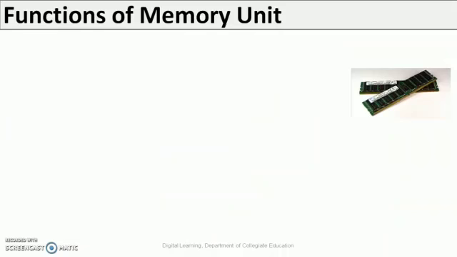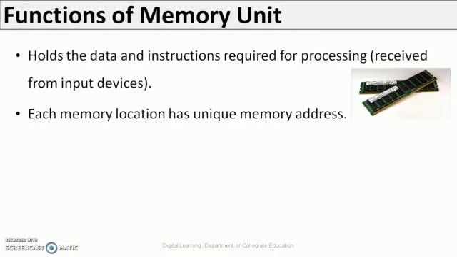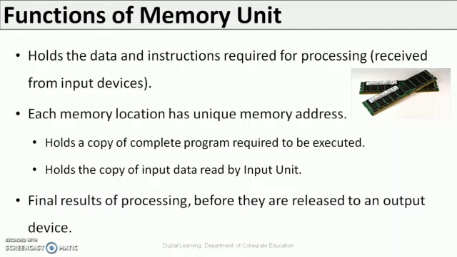Let's see the memory unit. It holds the data and instructions for processing, which are received from input devices. Each memory location has a unique memory address. It holds a copy of the complete program which is being executed by the CPU. Once the processing is over, the result is also stored back in the memory before it is released to an output device.